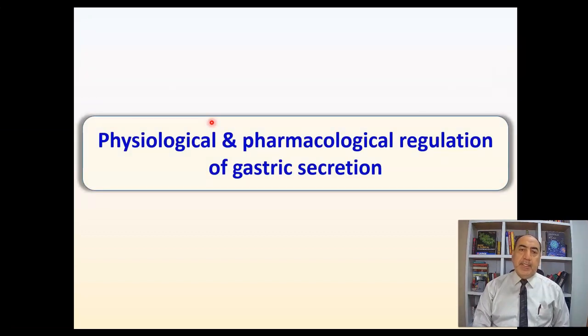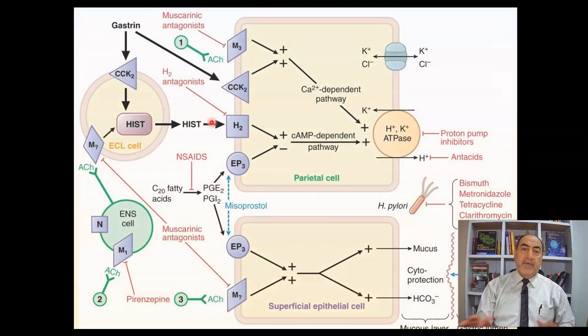Before I go into details in these two classes of drugs, I need to review with you a link between the physiology and the pharmacology that comes on top of the physiological knowledge. This is a very wonderful figure from the Goodman and Gilman pharmacology book. It collectively contains the physiological mechanisms of acid production and protection by mucus and bicarbonate, and the drugs that are used for treatment of peptic ulcer.